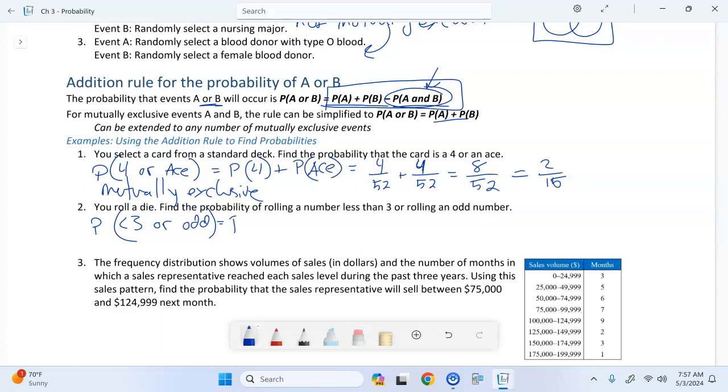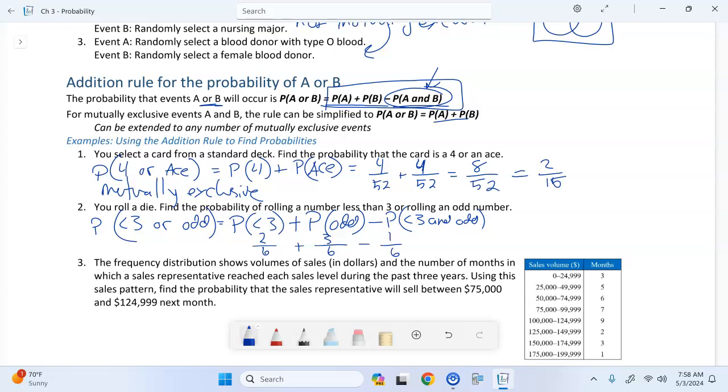We're going to find the probability of getting less than a 3, add it to the probability of getting an odd number, and subtract the probability of getting a number less than 3 and odd. What's the probability of getting a number less than 3? 2 out of 6. How many odd numbers on a 6-sided die? 3 odd numbers. And the probability of getting a number that is odd and less than 3? 1 out of 6.